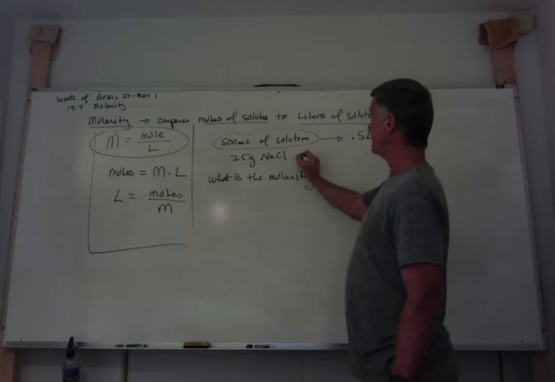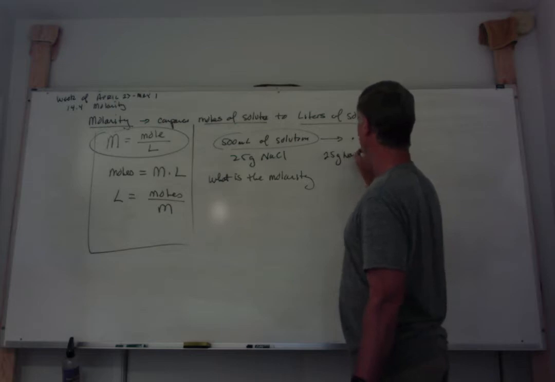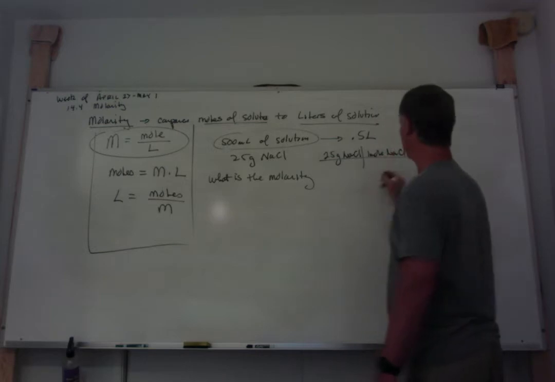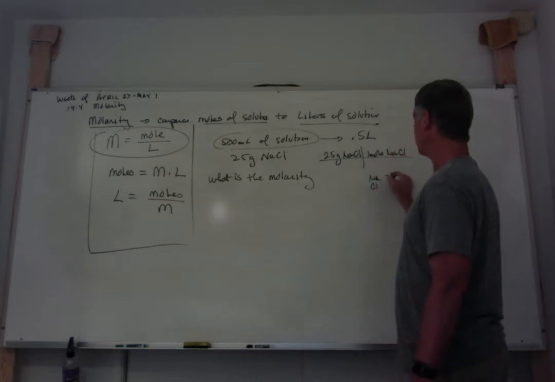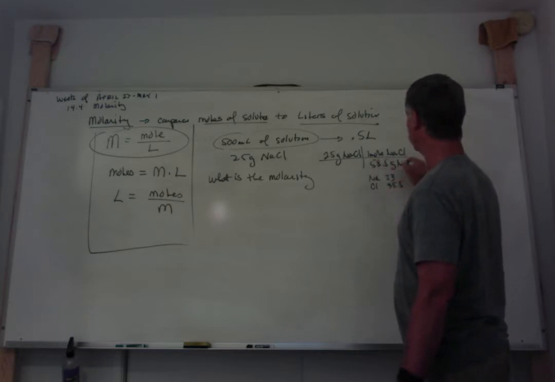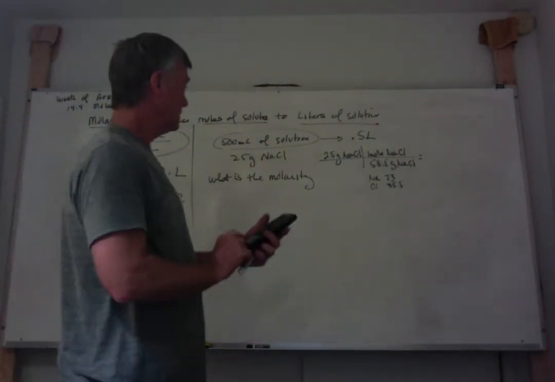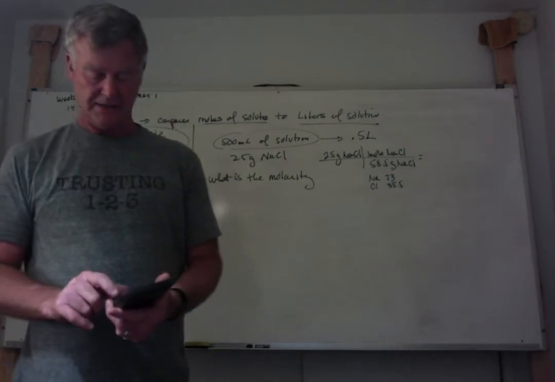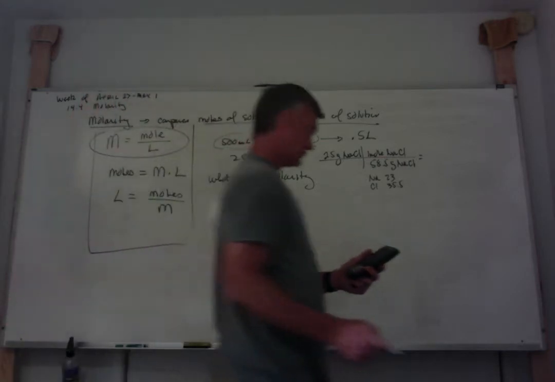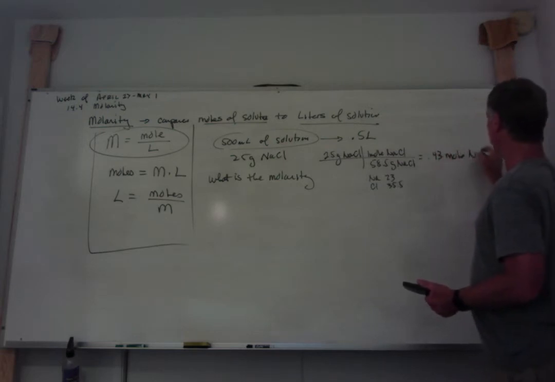25 grams is fine, but I need to change that into moles. So 25 grams of sodium chloride, 1 mole of sodium chloride. It's been a long time since we've done this, but sodium is 23 and chlorine is 35.5, so 58.5 grams of sodium chloride. That gives us 25 divided by 58.5, which is 0.427, or 0.43 moles of sodium chloride.